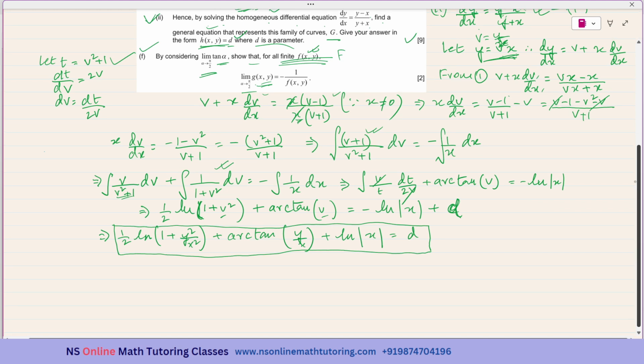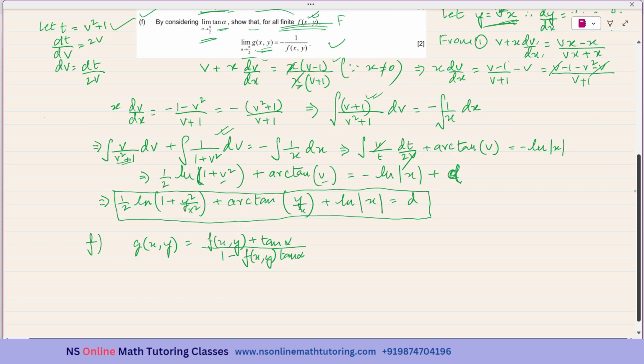First of all, let me write this one. This is equal to f of x comma y plus tan alpha over 1 minus f of x comma y times tan alpha. Okay, now I have to take the limit. So now I am just adding the limit part. Alpha tends to pi over 2. And this side also limit alpha tends to pi over 2.